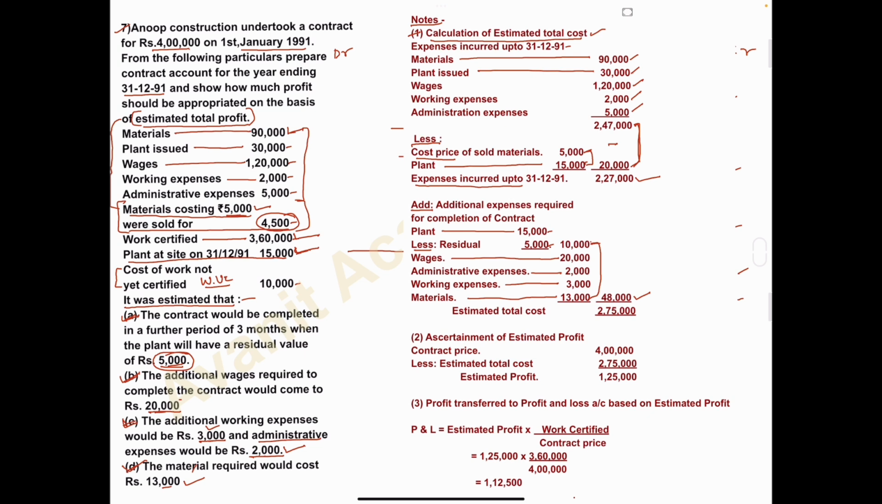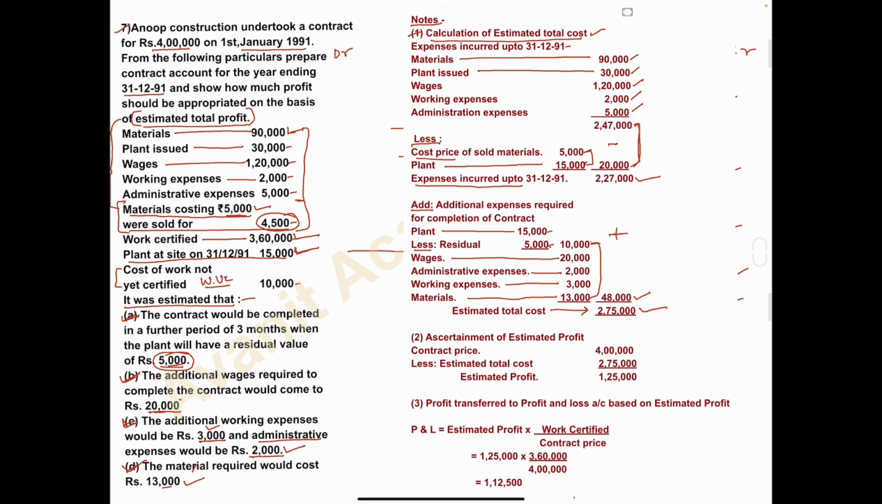Add these two amounts. 2,27,000 plus 48,000. The total is 2,75,000. This is called estimated total cost.